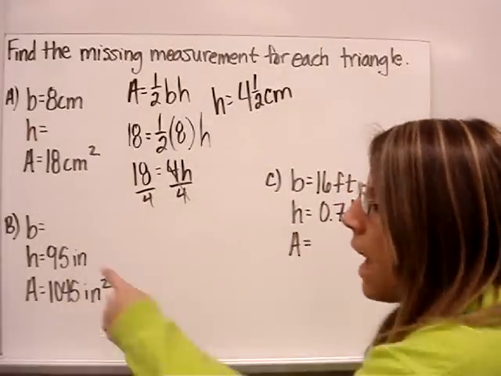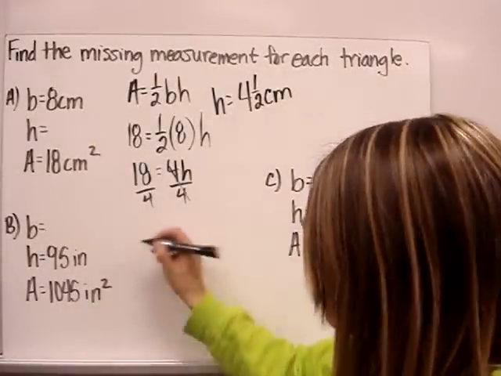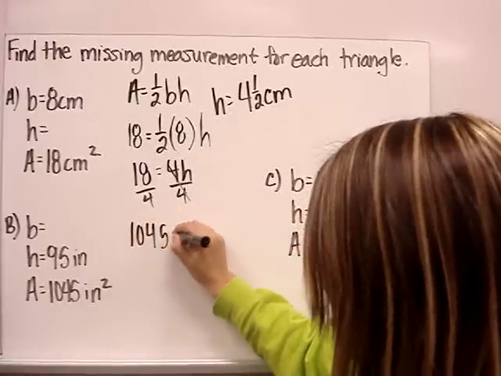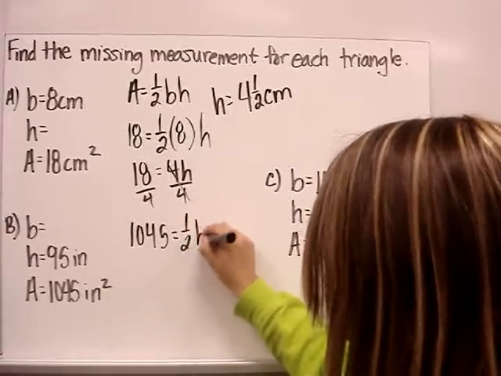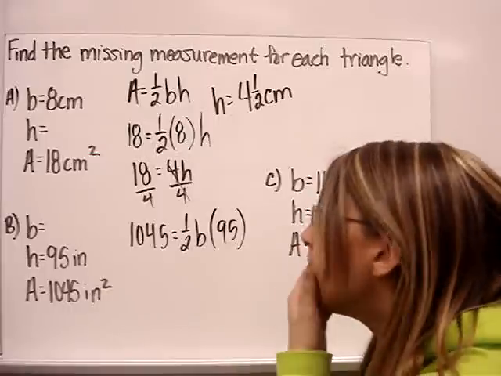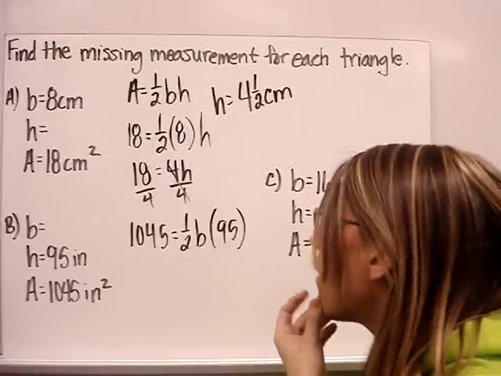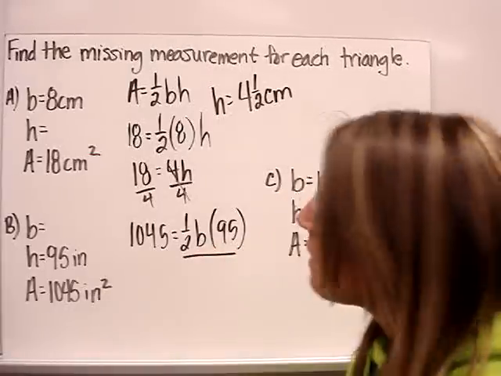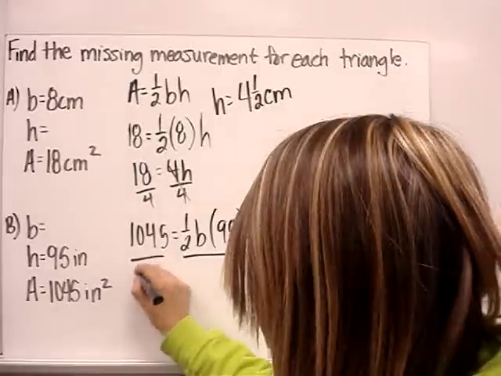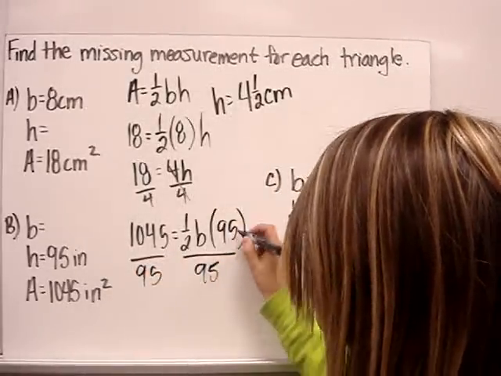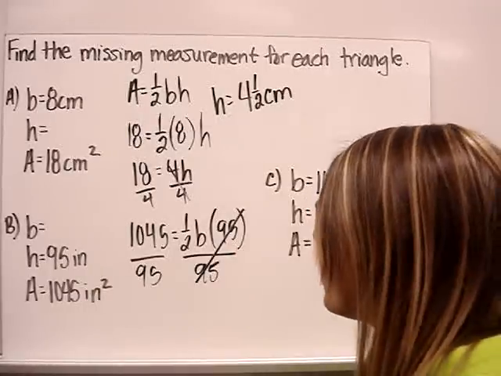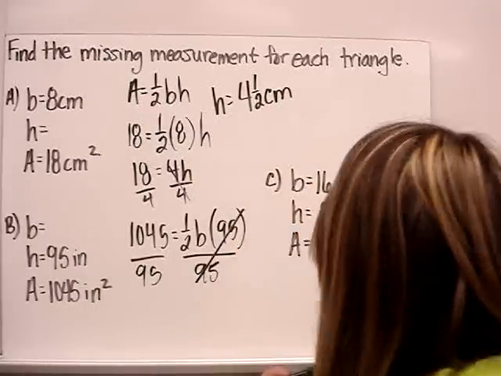Okay. How about B? A equals 1/2 base times height. So I've got 1,045 for A equals 1/2. I don't know the base, but I do know the height is 95. Well, 1/2 of 95. What if I divided by 95 first? Am I allowed to do that? What happens? Can I? Let's see. Well, 95 divided by 95 is 1. So that does leave me with 1/2 B. That is okay. Does 95 evenly go into 1,045? Let's try.